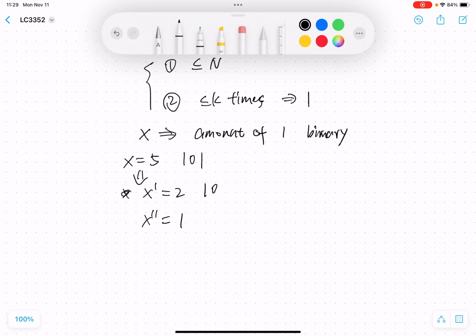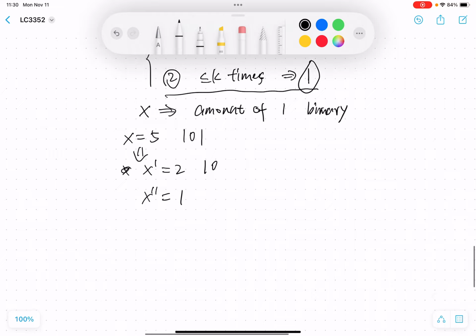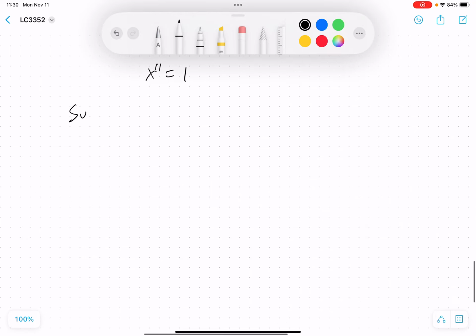So the second requirement means we only need to do the operation at most k times to turn the number into 1. Okay, this is the description of this problem. Second part, let's talk about the solution.